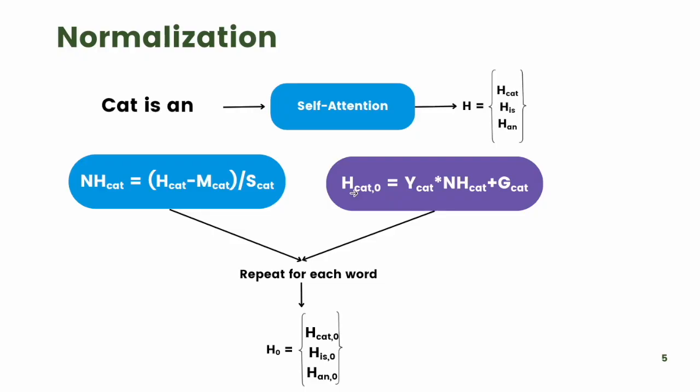So it's basically the same as a feed forward network, just that you have to perform this operation separately for each word. And this is where the key distinction between layer normalization and batch normalization lies. So I won't be going into the details of batch normalization, but if you're more interested in this topic, you can read the layer normalization paper, which I have in the description of this video.